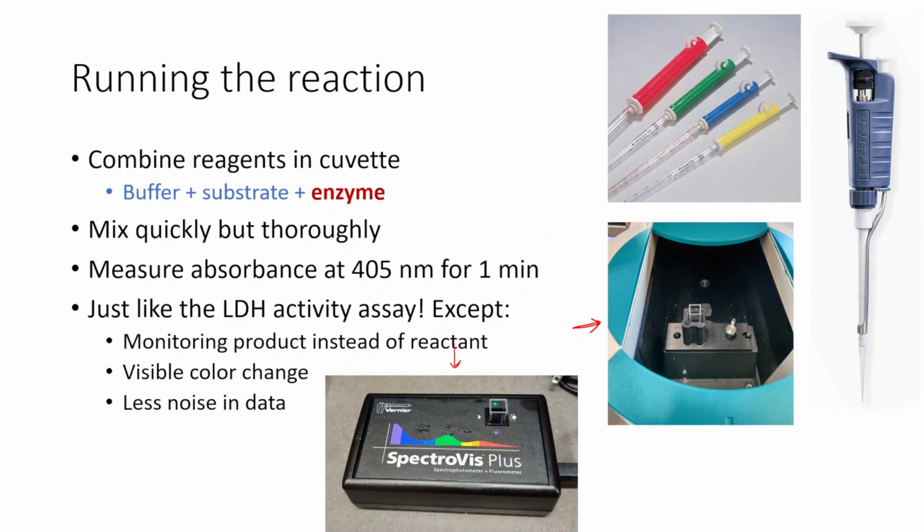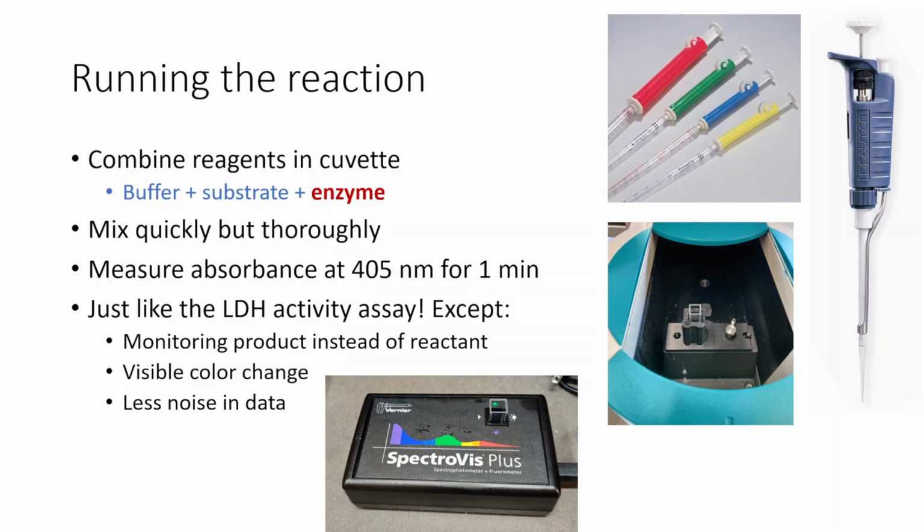So overall, this assay should sound pretty familiar because it's very similar to the LDH activity assay that we did, with a few key differences. First of all, we're monitoring the accumulation of a product instead of the loss over time of the reactant, the substrate. This time we're measuring a visible color change. Last time during LDH, we were looking in the UV spectrum. We're also going to expect to see a lot less noise in our data. Some of the LDH activity assay data was relatively messy looking.